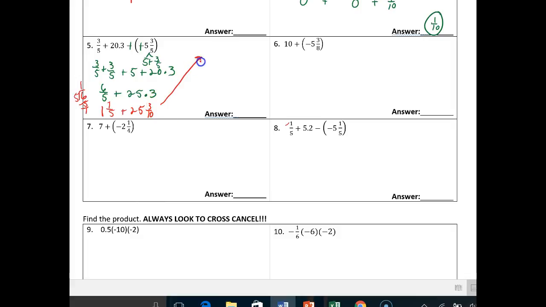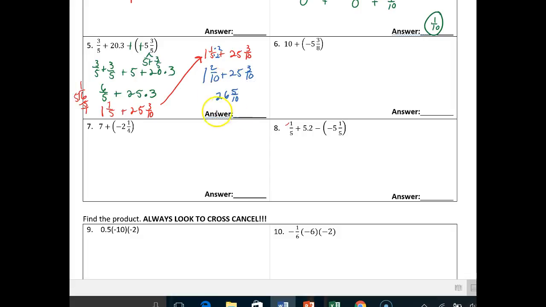Okay, so let's scoot this up over here. 1 1/5 plus 25 3/10, right? Different denominators, so yes, we're using our addition subtraction rules. Times 2 to find common denominators. You get 1 2/10 plus 25 3/10. And now I have common denominators, so I get 26 5/10.